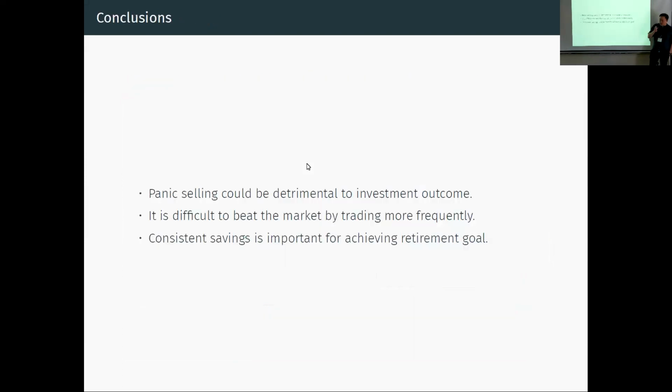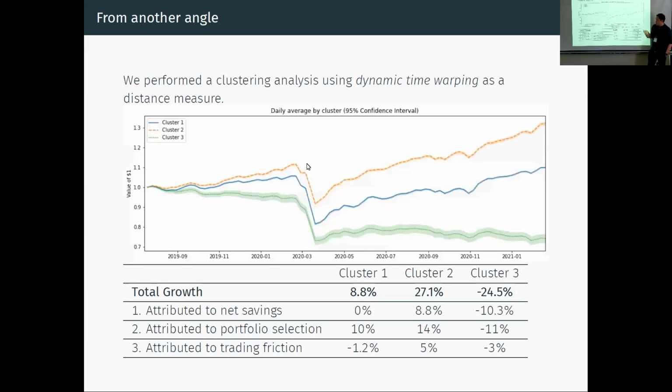Of course, this project can be expanded in many directions. We can have a more accurate description of investment strategy, and we can consider other components like glide path or post-retirement decumulation. But for now, that's all I have.